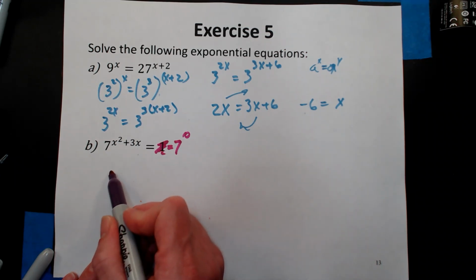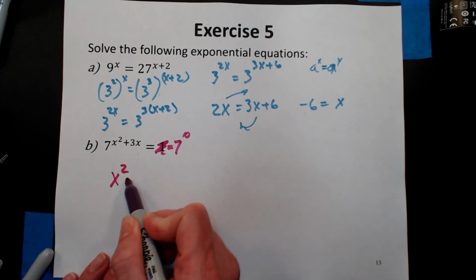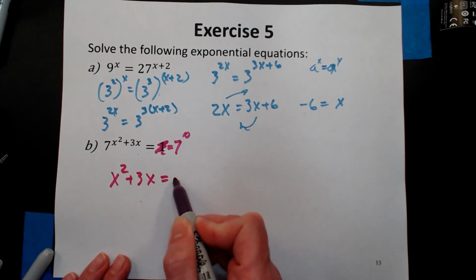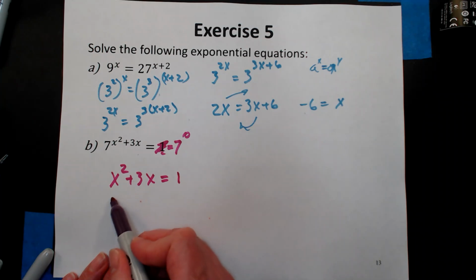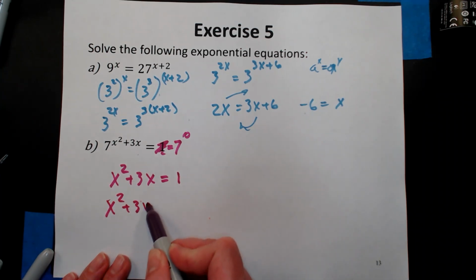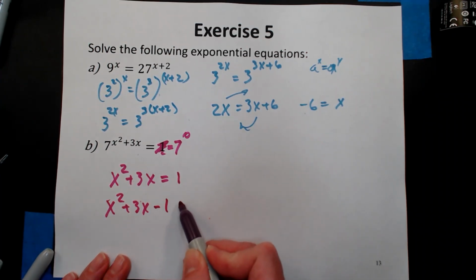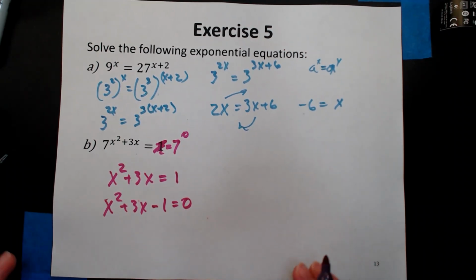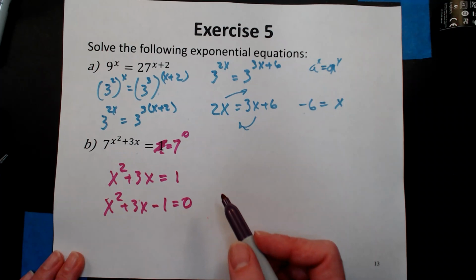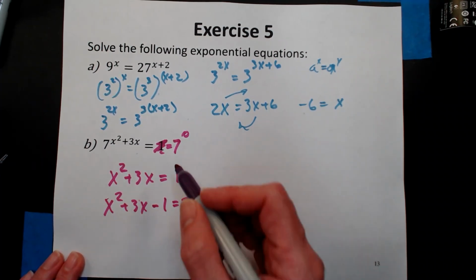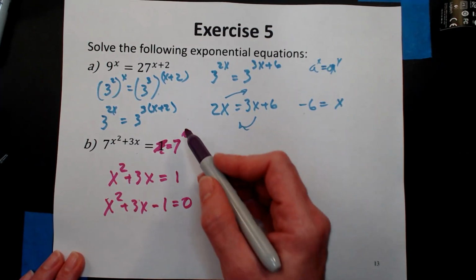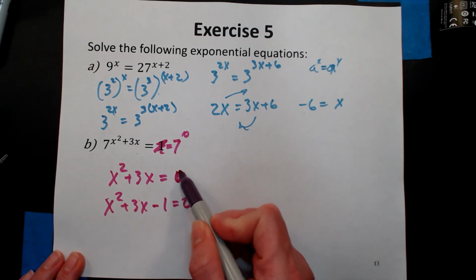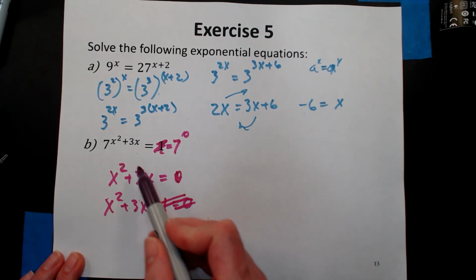So now we're going to say that's going to be x squared plus 3x equals 1. So that's going to give us x squared plus 3x minus 1 equals 0. And now we go to solve this. No, I'm sorry, it's 0. What am I saying? I got myself confused. I had to set my exponents equal. Let me start over again.